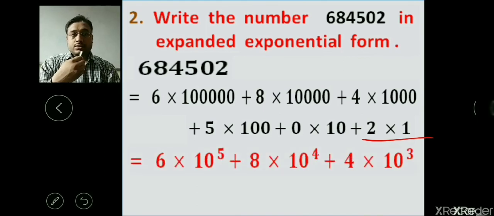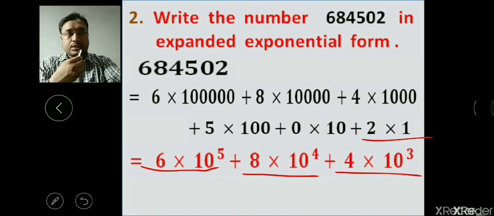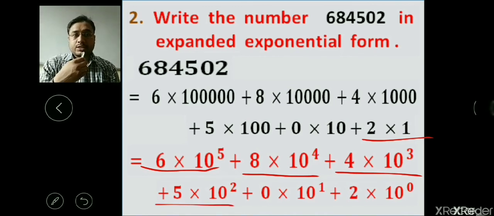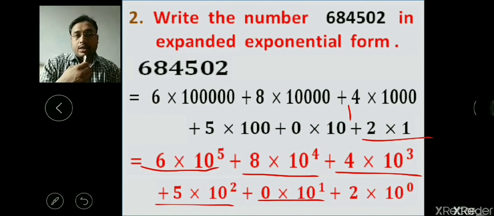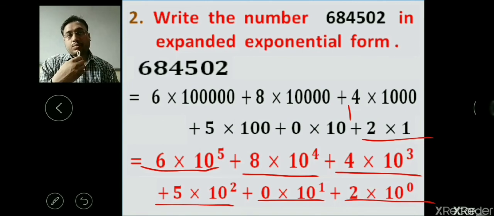Now 6 into 1 lakh, you can write 6 into 10 to the power 5. 8 into 10,000, you may write 8 into 10 to the power 4. 4 into 1,000, you can write 4 into 10 to the power 3. Then 5 into 100, you may write 5 into 10 square, because 100 is 10 square. Now 0 into 10 is 0 into 10 to the power 1, because 10 to the power 1 is 10 only. Now 1 means 10 to the power 0. Everything you have written in the form of 10 to the power something. So at the last, 2 into 1 you write as 2 into 10 to the power 0. This way you may convert any number into expanded exponential form.